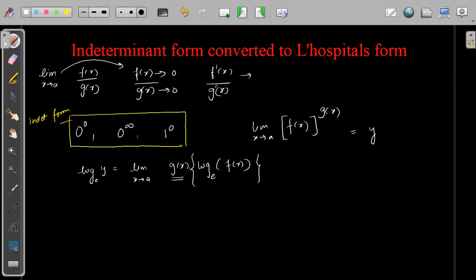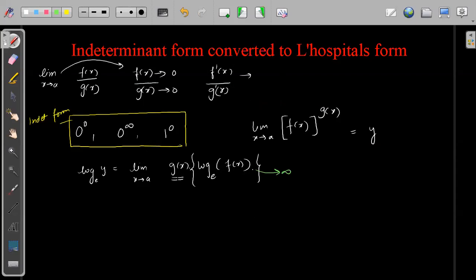Now see, if this was of the 0 to the power 0 form, if f of x was tending to 0 and g of x was tending to 0. Now see, this log base e f of x, when it is tending to 0 from the right side, this thing will tend to infinity. This thing will tend to infinity.